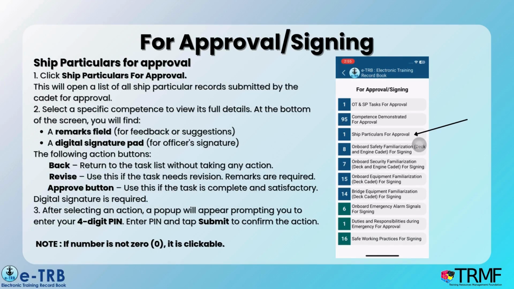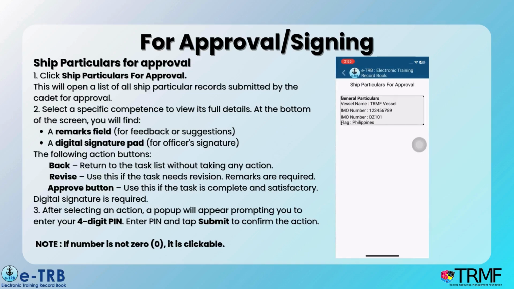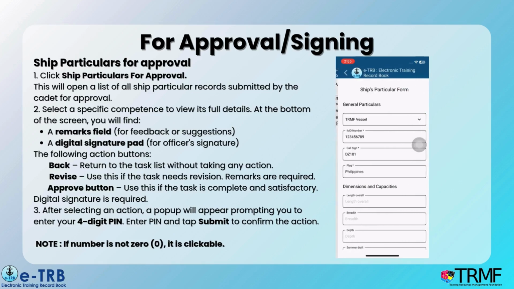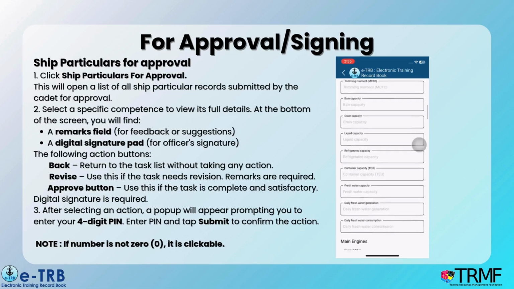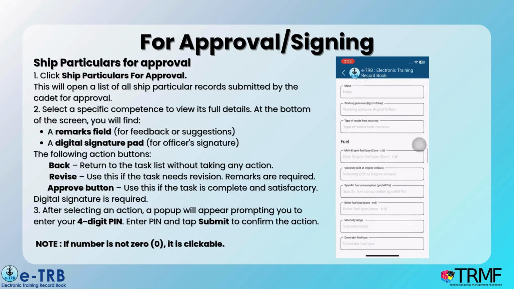1. Click Ship Particulars for approval. This will open a list of all ship particular records submitted by the cadet for approval. 2. Select a specific competence to view its full details. At the bottom of the screen, you will find a Remarks field for feedback or suggestions, a digital signature pad for officer's signature, and the following action buttons.